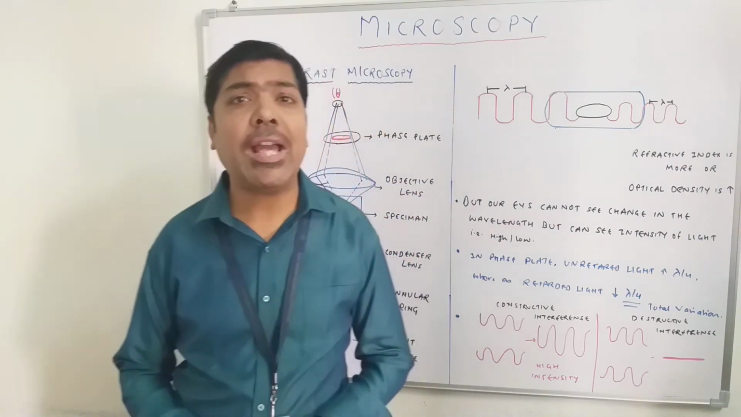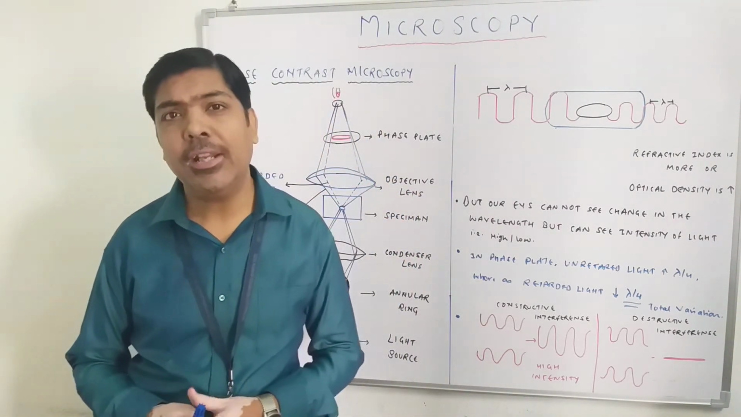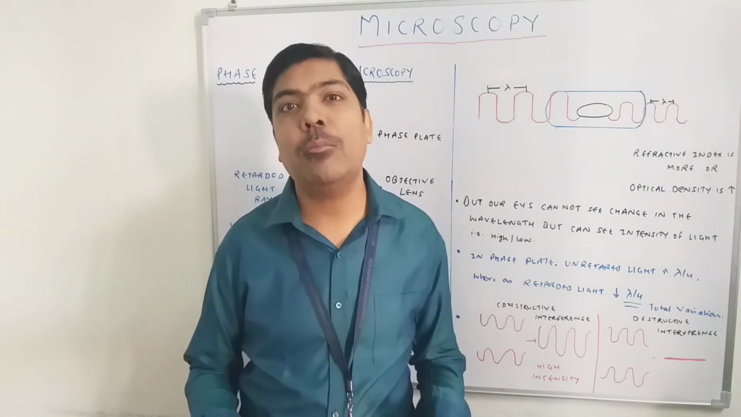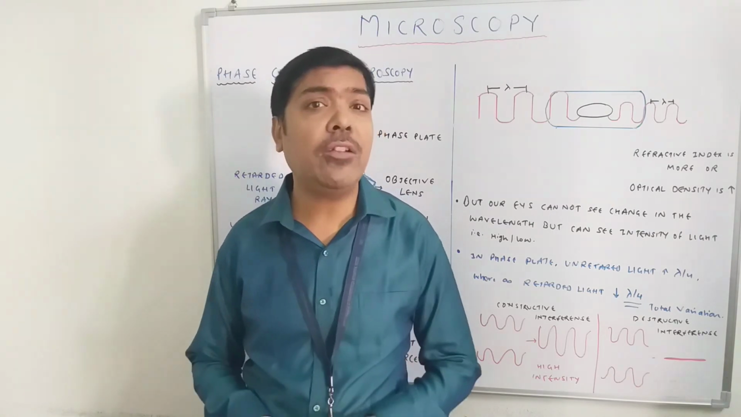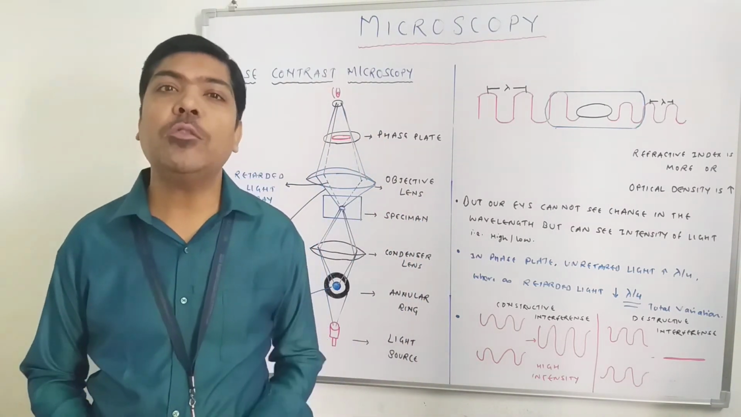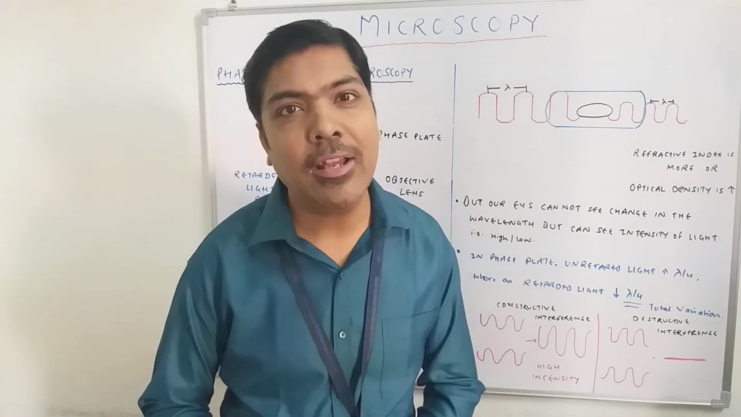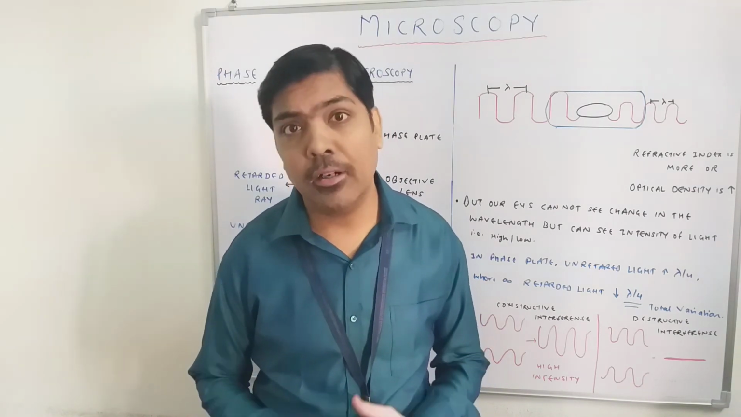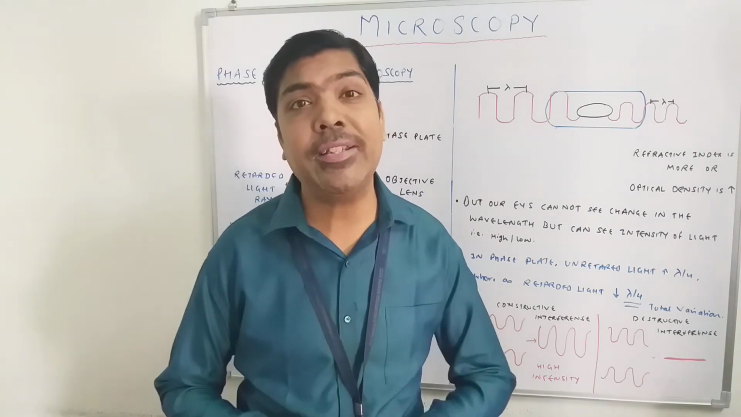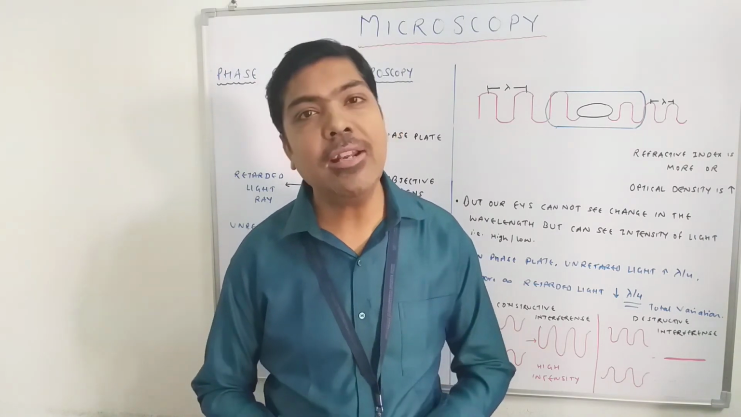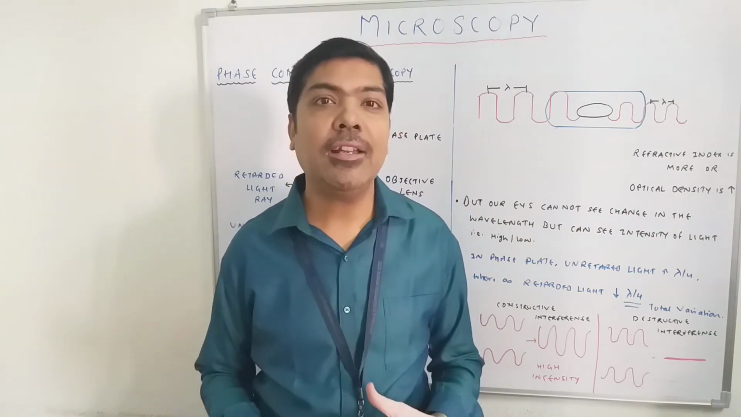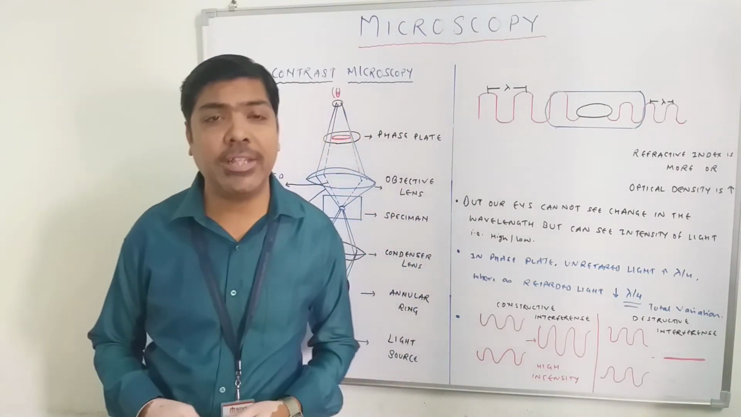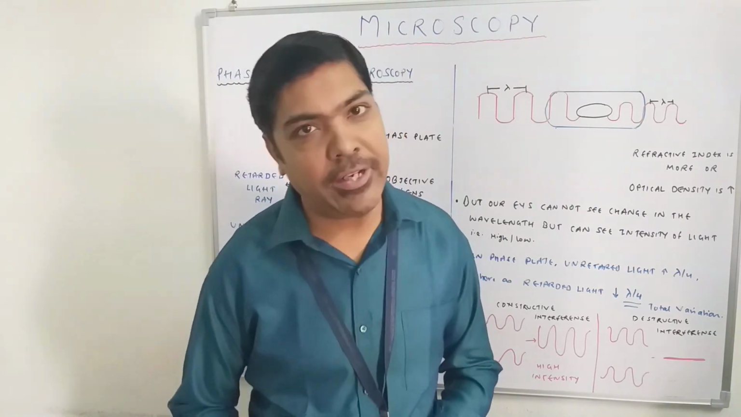Suppose we want to visualize a cell or an object in the living form. That is not possible with bright field microscopy, because in bright field microscopy we have to stain the cell before visualization. But because of the toxicity generated by the stain, the cell that we are staining may be killed by the dye. So in that case we are not able to see the cell under live conditions.